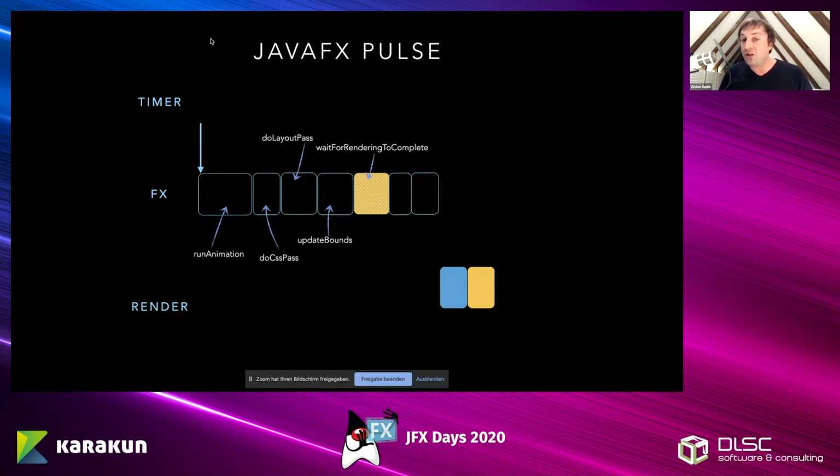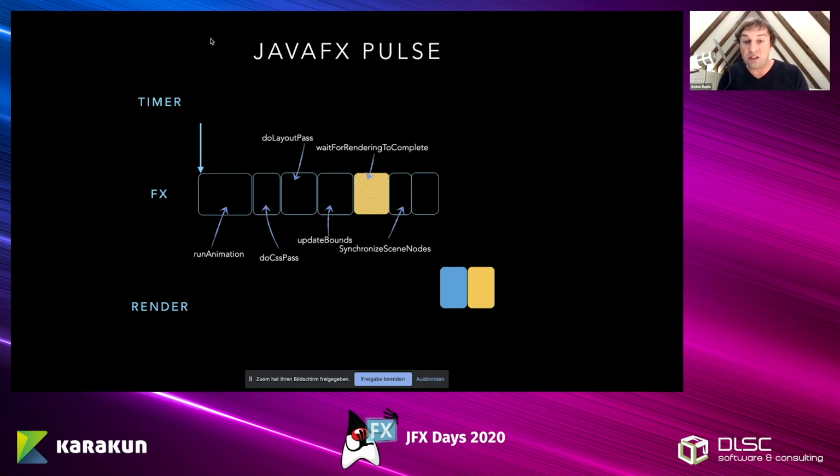And this is actually not rendering our current pulse, but this is waiting for the last pulse, because since JavaFX 8, this is concurrent. So before that, it was basically, you could call it single-threaded, because the render thread was only running when the FX thread was stopped. And now it's more concurrent, and therefore we need to wait, because the next phase is synchronize scene nodes.